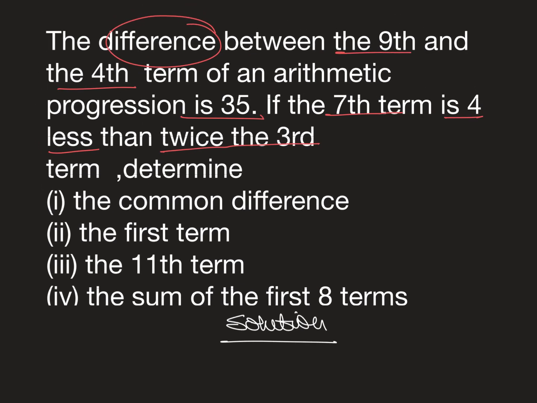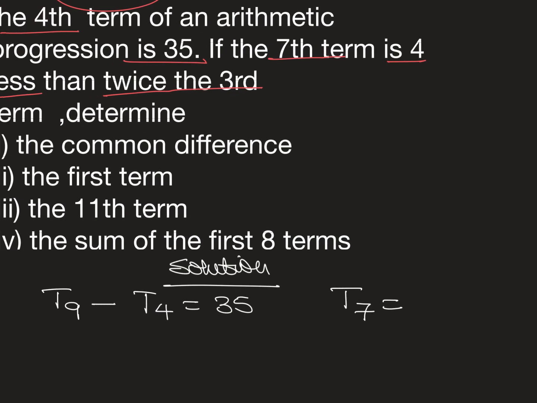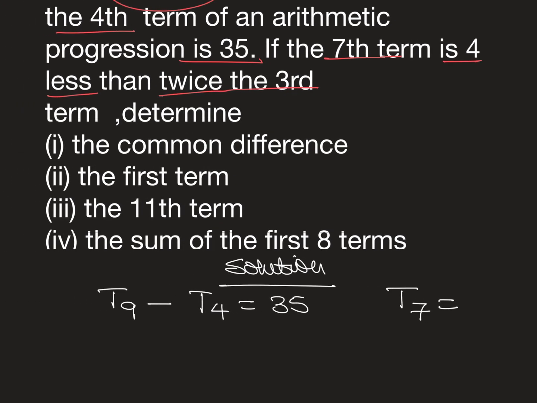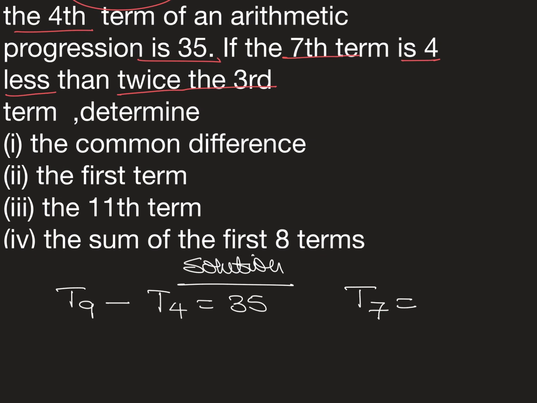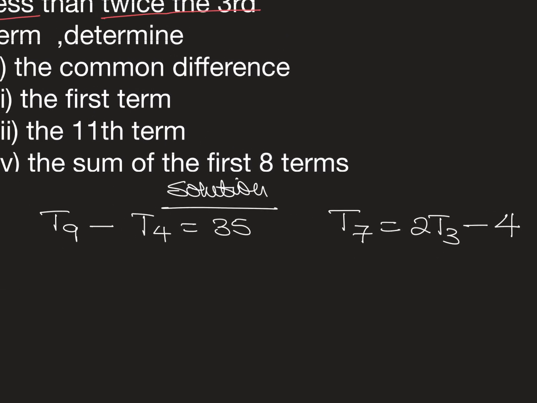Let's take the first information. It says the difference between the 9th and the 4th term of an arithmetic progression is 35. So that is the 9th term minus the 4th term is equal to 35. That is what difference means. And it says if the 7th term is 4 less than twice the 3rd term. So twice the 3rd term will be 2 times the 3rd term, but it says 4 less than that, so that will be minus 4.